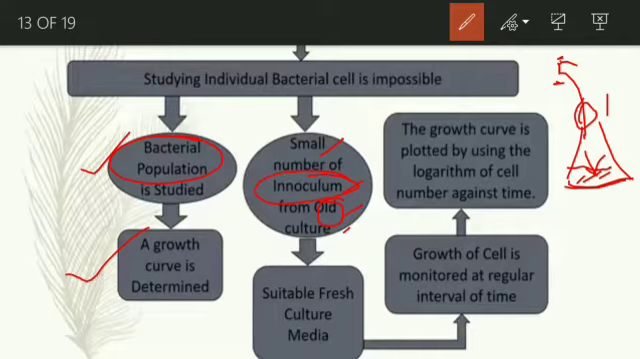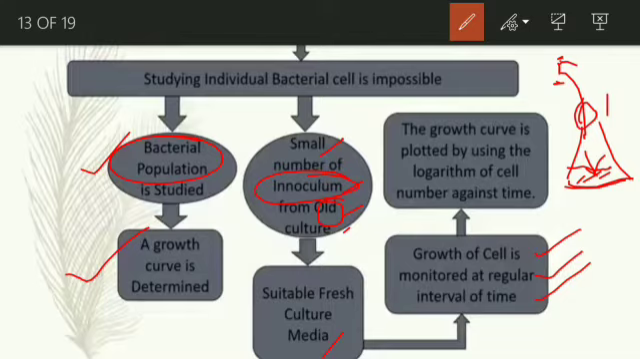When you inoculate the old bacteria into a fresh culture medium, then what happens? The growth of the cells is monitored. How the bacteria is growing is monitored at regular intervals of time, every hour or every half an hour. Now what happens? The growth curve is plotted.